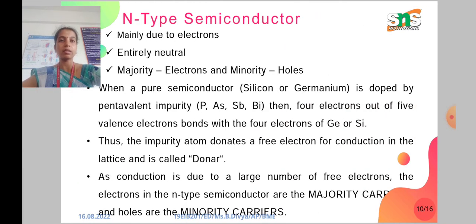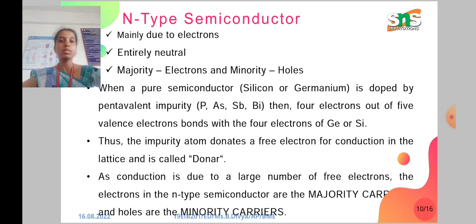N-type semiconductor is mainly due to electrons and is entirely neutral. The majority carriers are electrons and the minority carriers are holes. In n-type semiconductors, majority carriers are electrons and minority carriers are holes.